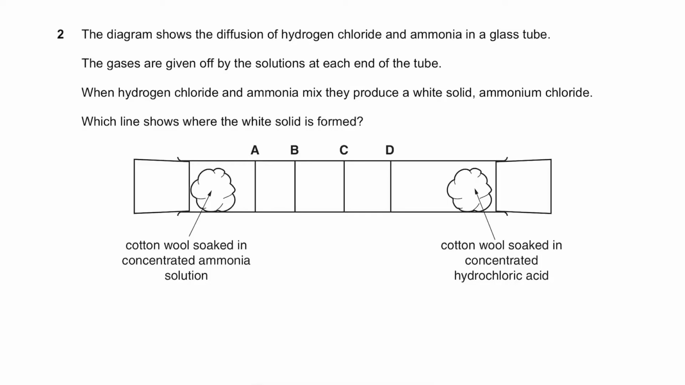So this depends on the rate of diffusion of each substance at the end of the tube. The heavier the substance is, the slower it diffuses and thus travels a shorter distance. Since the relative molecular mass of hydrogen chloride is heavier than that of ammonia, the white solid will be formed at D, closer to the hydrochloric acid end.